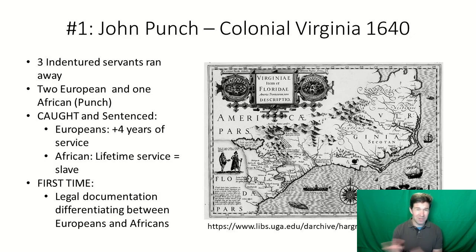That lifestyle sometimes was horrendous. So you've got three indentured servants who run away because maybe it just really, really sucked. Two of them are European and one of them is African. John Punch is the African in this group. Well, they're caught because they're breaking their contract and it's illegal. The Europeans were each sentenced to an additional 4 years of service. It's like, hey, we're going to extend your indentured service for an additional 4 years because you tried to run away, and that's not cool. You're not allowed to do that.